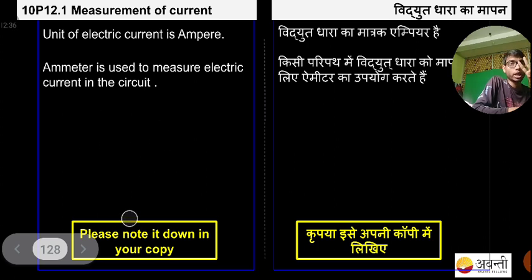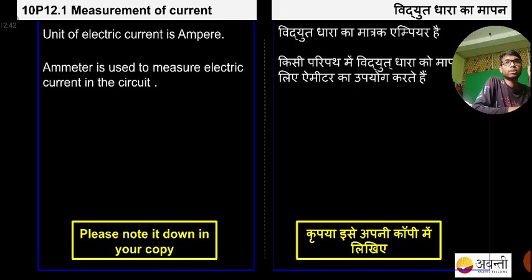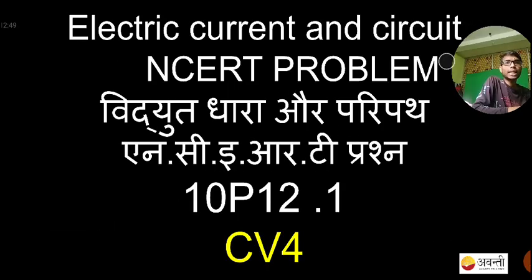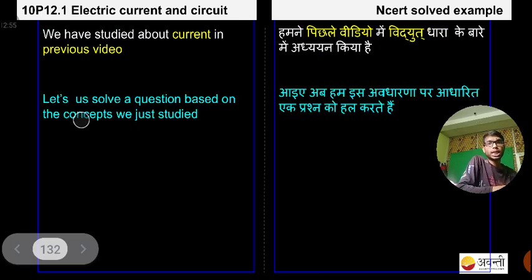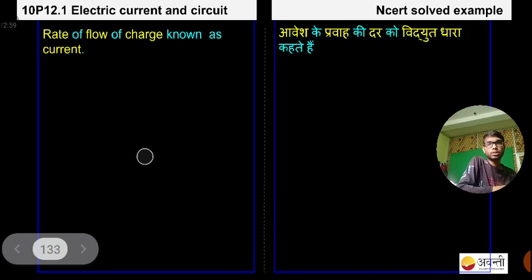We will see two types of devices. First, one for voltage, and one for electric current. We have seen the device for electric current. One is left. Now, electric current and circuit problem. We have studied the current in the previous program. Let us solve an equation based on the concept we just studied.